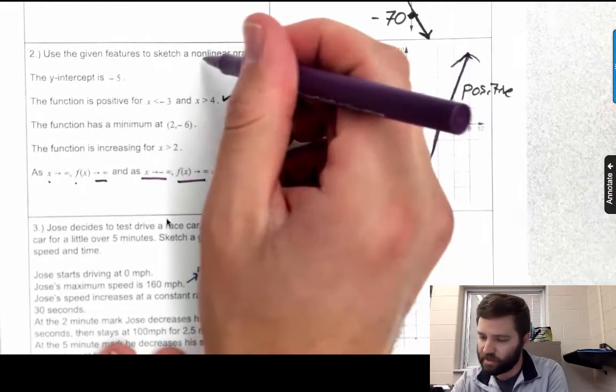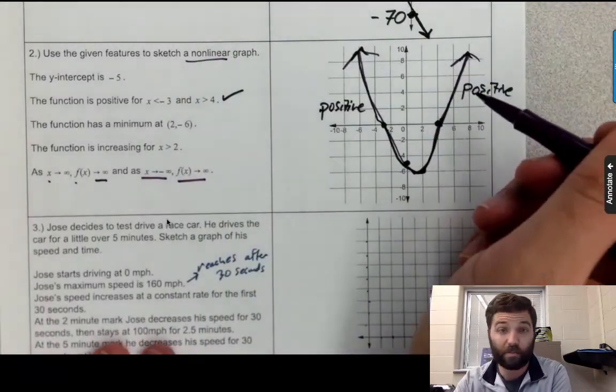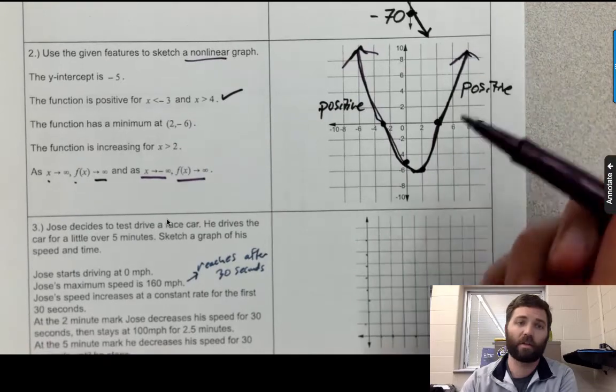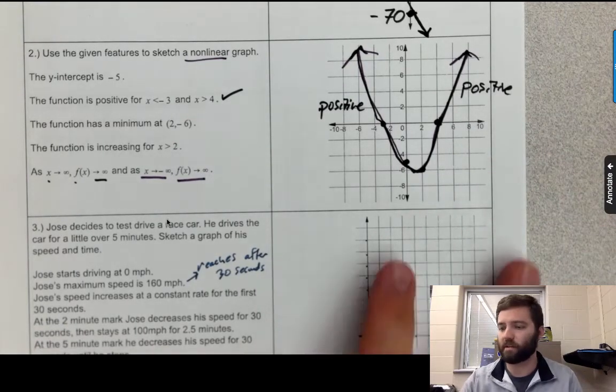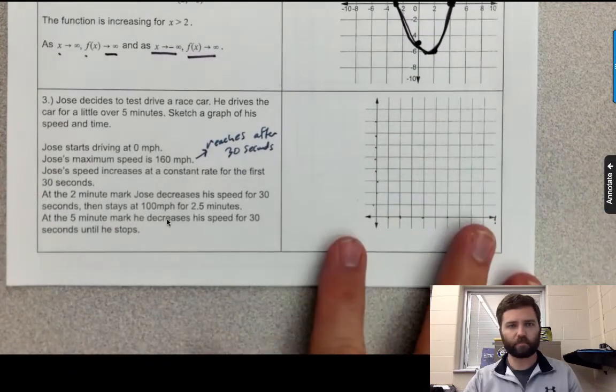By the way, I didn't say this at the beginning. It did say nonlinear. Okay, it would have been possible to draw a line that fit these characteristics, but we didn't need to. It said nonlinear at the beginning. I just forgot to highlight it.